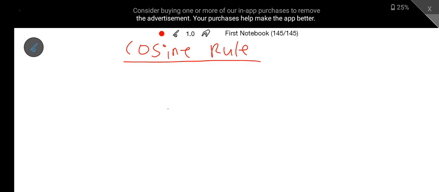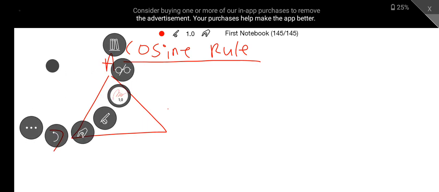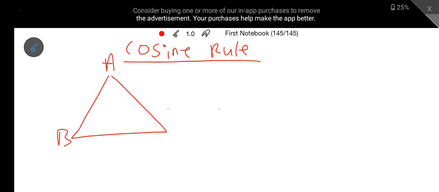First of all, one tip: before you go for the cosine rule, make sure that the sine rule cannot work. But if the sine rule can work, then go for the sine rule because it's a bit simpler. Suppose we are given triangle ABC. We have said that the side opposite to angle A will be shown by a small letter A, and the side opposite to angle B will be shown by a small letter B, similarly small letter C.